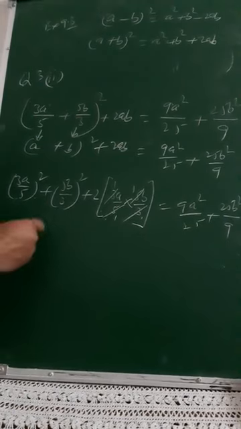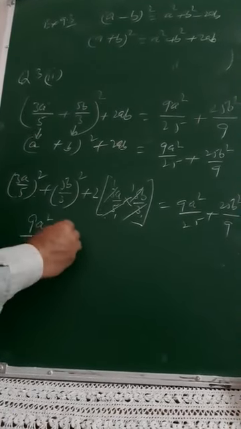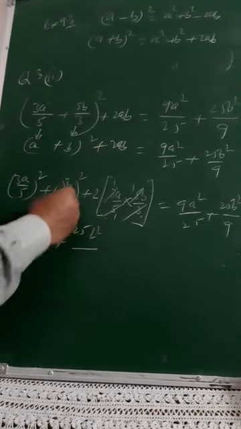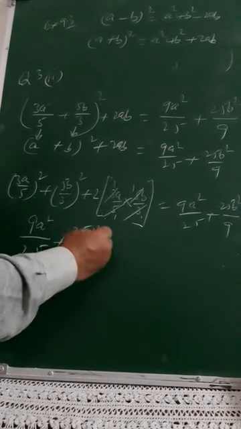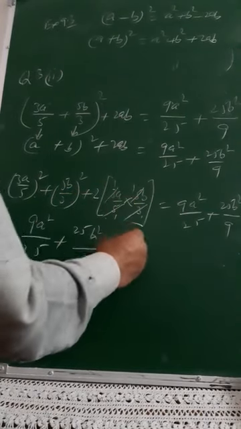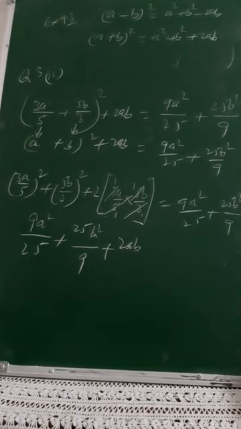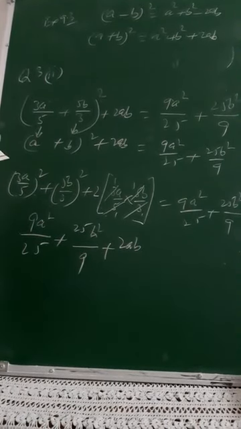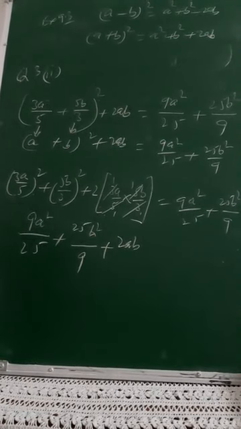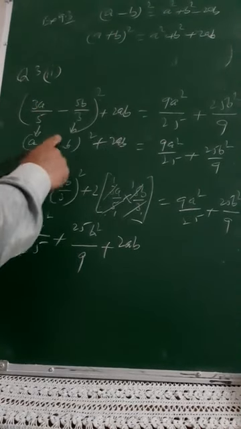(3a) whole square will give you 9a square, and 5 square is what? 25. 5 whole square is 25, b square will make it b square, and 3 square is 9. So plus it is 2a into b, 2ab plus 2ab is there, and then in your question already plus 2ab is there. I'm sorry, here it is minus. Please do this correction. Here it is minus.